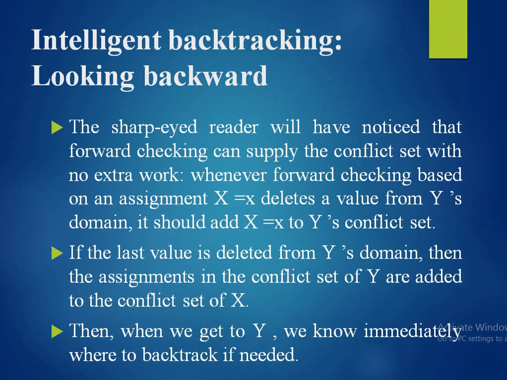The sharp-eyed reader will have noticed that forward checking can supply the conflict set with no extra work. Whenever forward checking based on an assignment X = x deletes a value from Y's domain, it should add X = x to Y's conflict set. If the last value is deleted from Y's domain, then the assignments in the conflict set of Y are added to the conflict set of X. Then when we get to Y, we know immediately where to backtrack if needed.